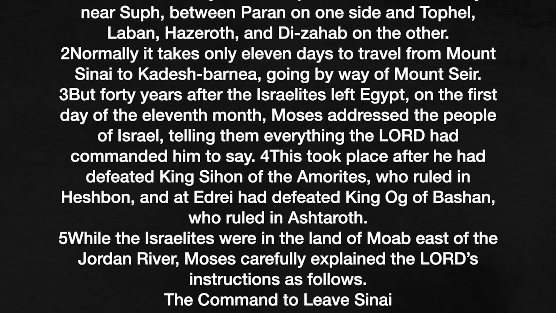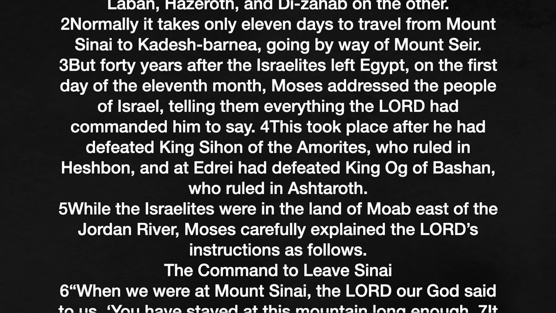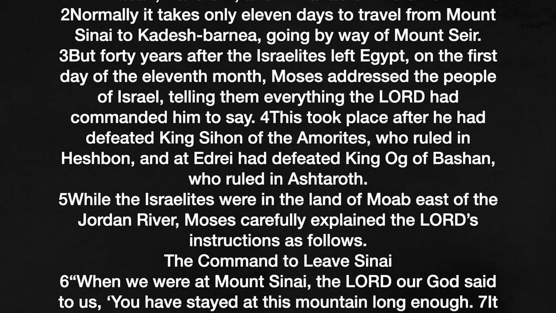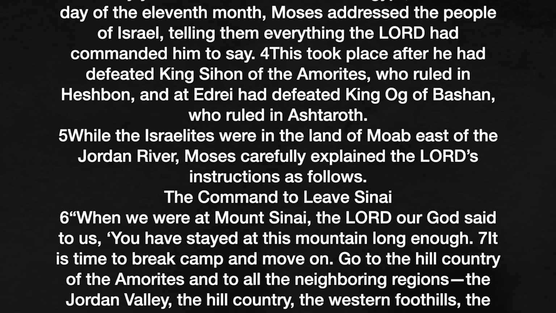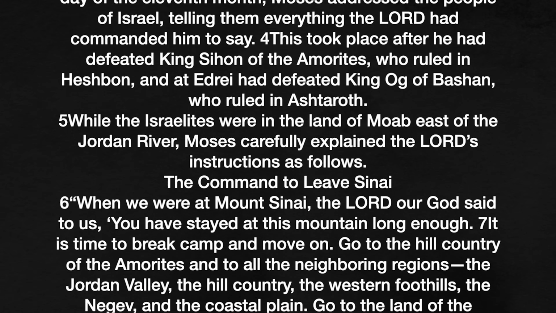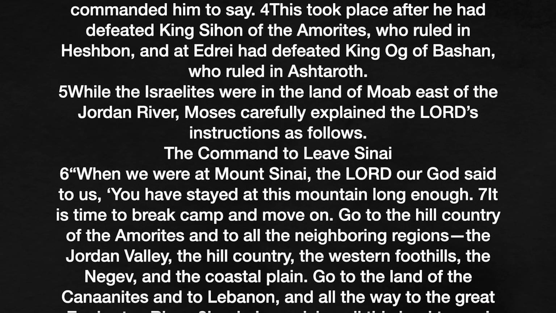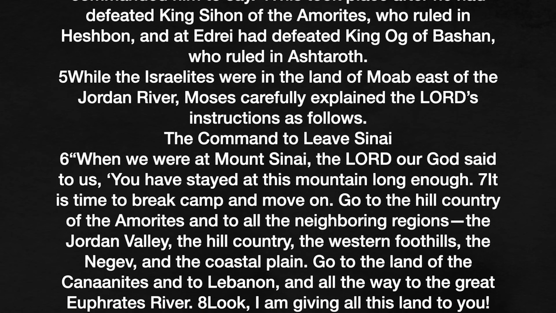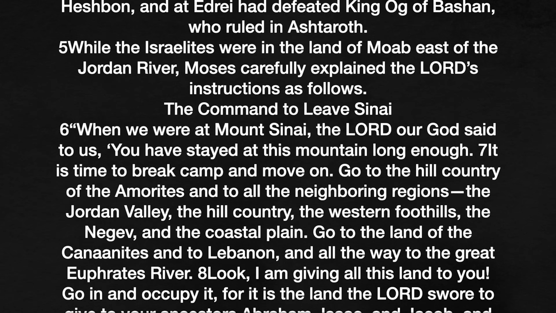This took place after he defeated King Sihon of the Amorites, who ruled in Heshbon, and at Edrei had defeated King Og of Bashan, who ruled in Ashtaroth. While the Israelites were in the land of Moab, east of the Jordan River, Moses carefully explained the Lord's instructions as follows. "When we were at Mount Sinai, the Lord our God said to us, 'You have stayed at this mountain long enough. It is time to break camp and move on.